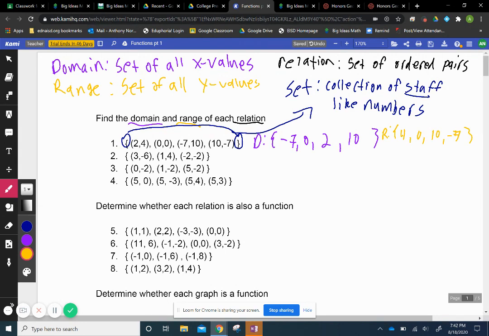Oh, but this isn't the preferred way. So let's put it repeating 0 with no repeats and least to greatest. Smallest number is -7. As you notice, -7, then we have 0, then we have 4, then we have 10.